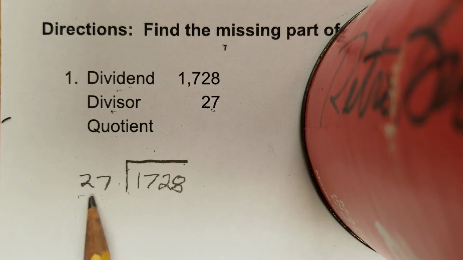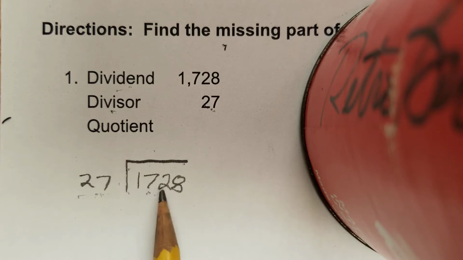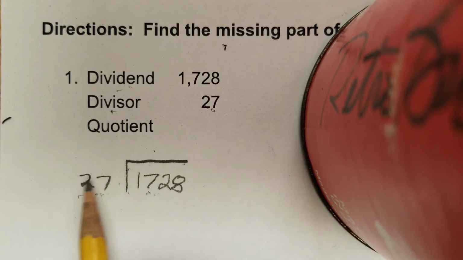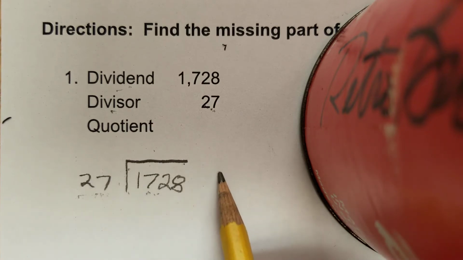Looking at 27, I'm going to count by 25. That's kind of close, so let's see how close I can get. So 25, 50, 75, 100, 125, 150, 175 is 7. But that's going to be too much. So I'm going to back it down to 6.